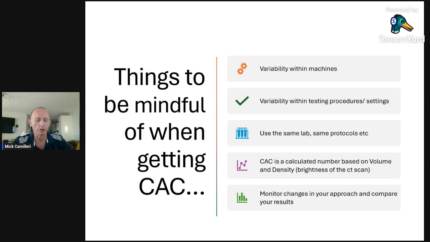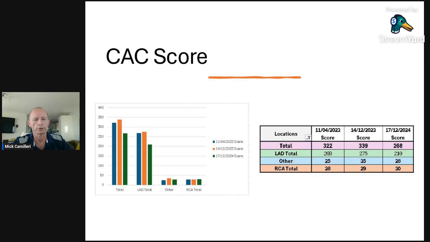Remember that the CAC is actually a calculated number, and we'll get a little bit more into the detail of that in a sec. And monitor your changes in your approach and compare your results. Again, this is a relative number rather than purely an absolute. So let's get into some of the detail here.